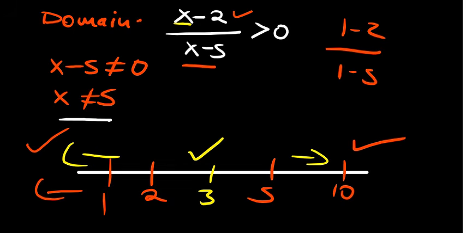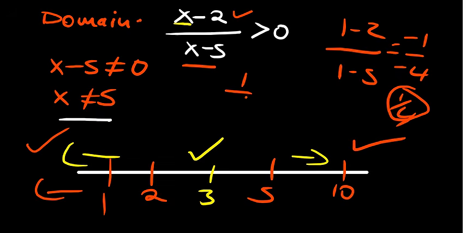So basically what do we have? So you have negative 1 divided by negative 4, which is going to give us what? 1 over 4. So is 1 over 4 greater than 0? So 1 over 4 is indeed greater than 0. So even that part has satisfied the inequality.